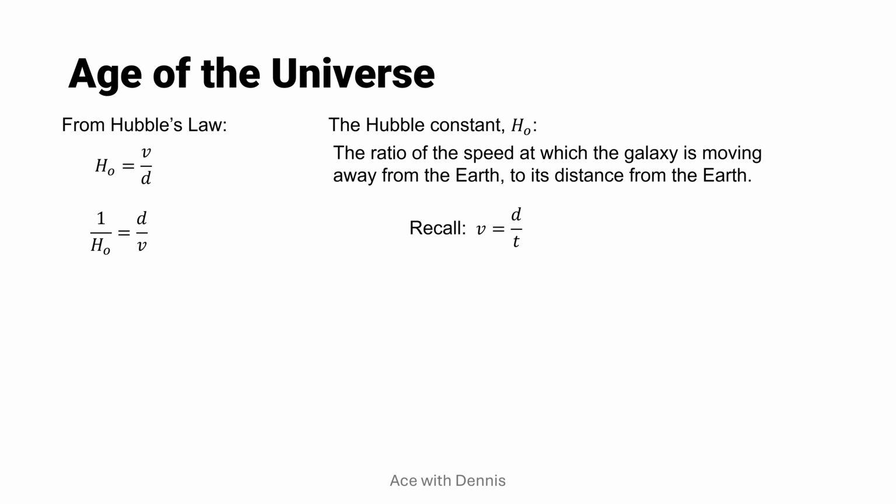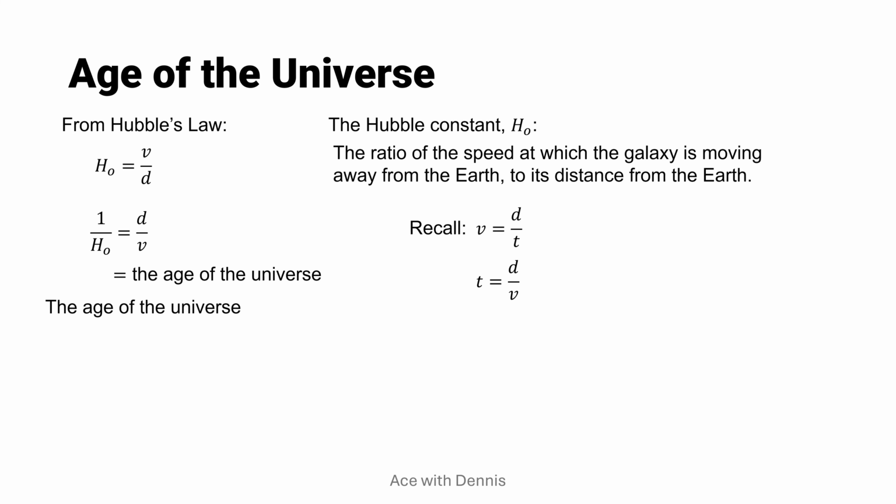Recall that the speed V is equal to distance D over the time T. And we can rearrange this equation to make T the subject. So T equals D over V. Now, go back to the reciprocal of the Hubble's constant. It is also D over V. So this tells us the age of the universe.